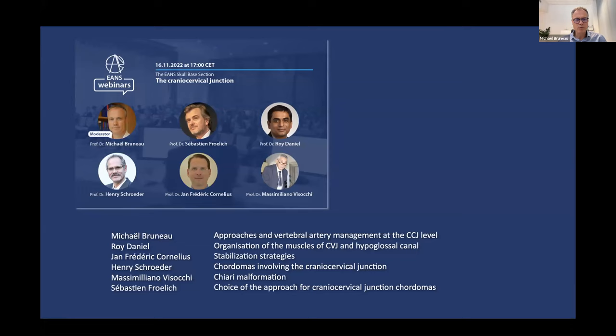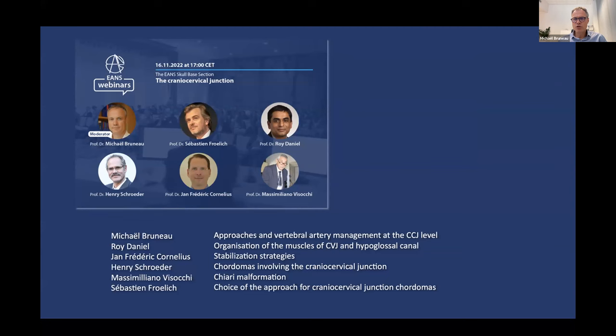Then Professor Roy Daniel will discuss the organization of the muscles at this level and the hypoglossal canal. Then Professor Cornelius will speak about the stabilization strategies. It's a truly important concern when you are dealing with pathologies at the craniocervical junction level. Then Professor Schroeder will discuss the chordomas. Then Professor Visocci will discuss Chiari malformation. And finally, Professor Frölich will discuss the choice of the best approach at the level of the craniocervical junction to treat chordomas.